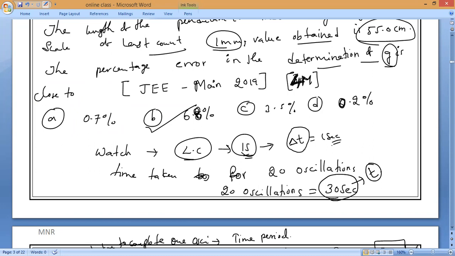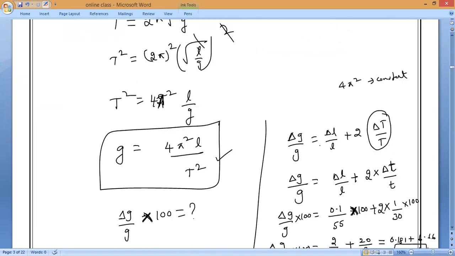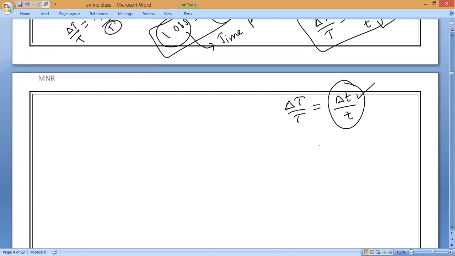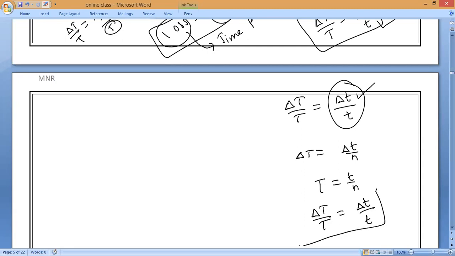Is it okay? Now onwards you can remember. Next question is also a similar question. So whenever you get delta T equals delta t by N, then T equals t by N, we all know. Directly you have to remember delta T by T means you can write delta small t by small t. Is it okay, Rudreshwar? You have to understand how it comes.